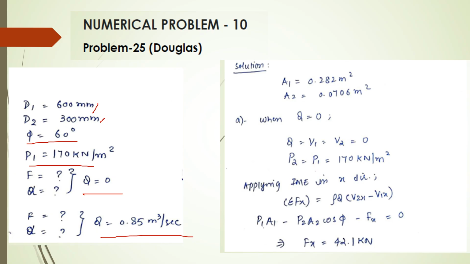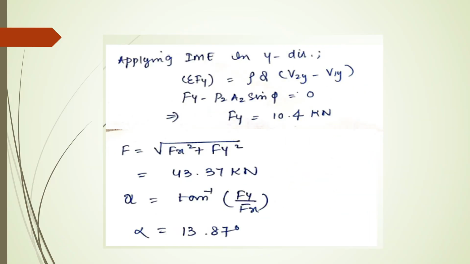When your discharge is equal to 0, you have no velocity, so all of the velocity related parameters will become equal to 0, but the rest should be there. You have P1, you have to find out P2. Both are equal to each other because the situation is not varying, velocity is 0. So you have the same pressure at both cross sections, equal to 170. Just input and you get your answer as 42.1 kilonewtons. Now, if you need to determine the y component, in a similar manner you can determine it, and it comes out to be 10.4. And then the final resultant and the angle of inclination alpha can be determined.